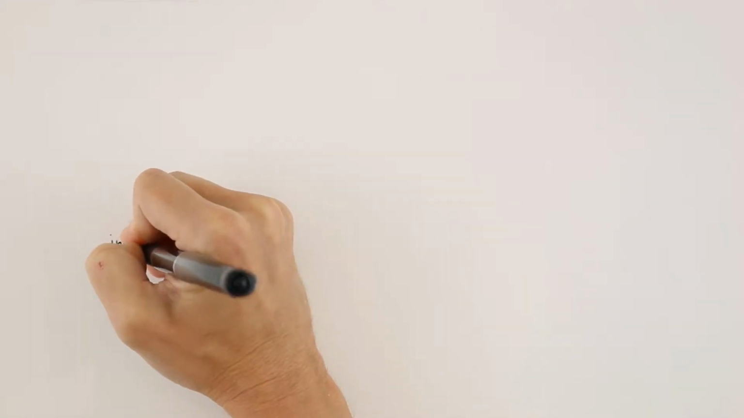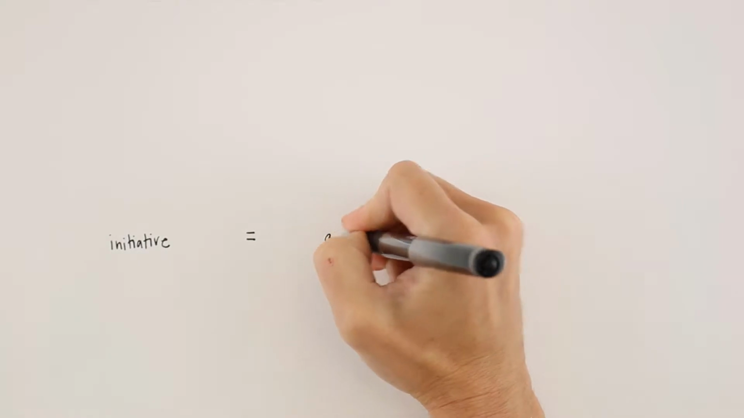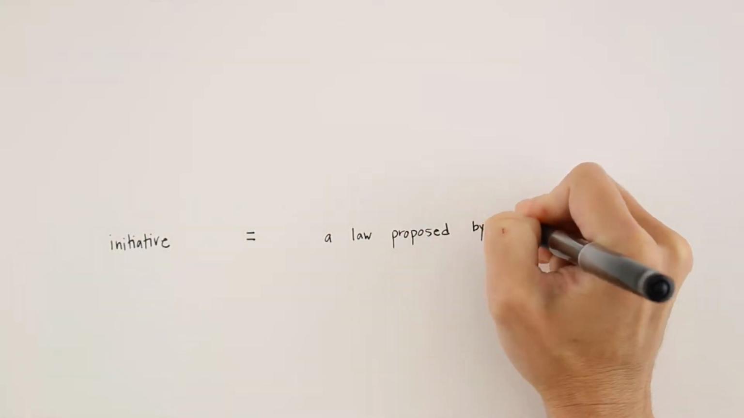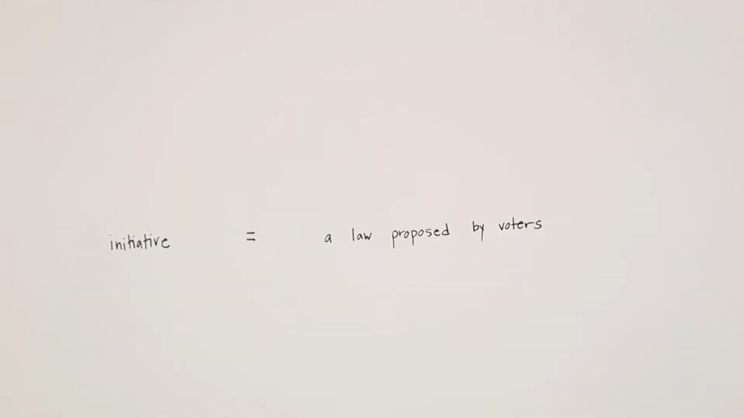The second way is called an initiative. An initiative is similar to a referendum, but in an initiative, the people come up with the new law or make changes to the old law themselves, instead of the state legislature, and then vote on it.